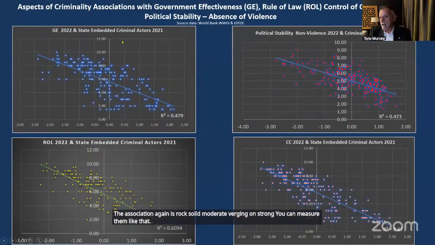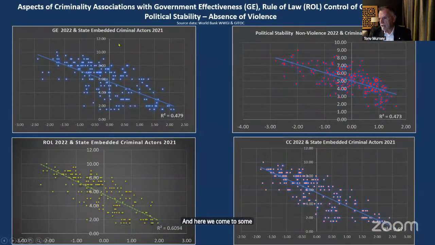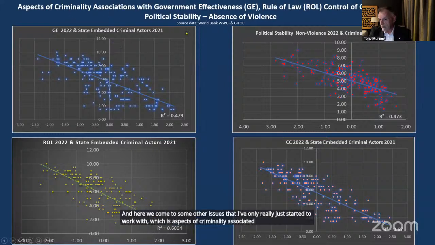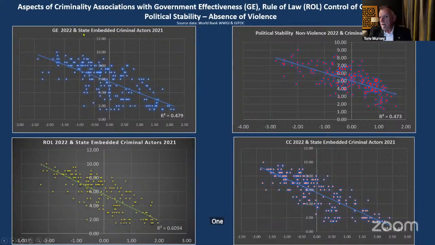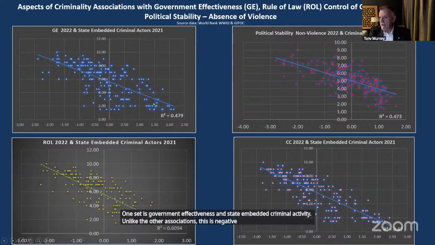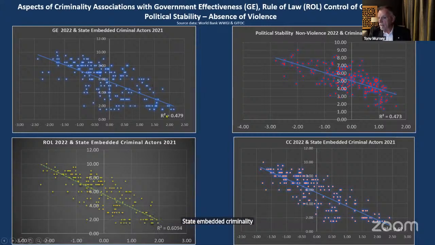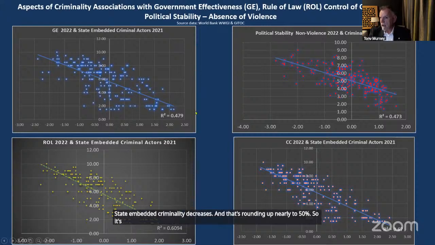And here we come to some other issues that I've only just started to work with, which is aspects of criminality associated with government effectiveness. This is exploratory, and I've thrown up three sets of data for you. One set is government effectiveness and state-embedded criminal activity. Unlike the other associations, this is negative. So as government effectiveness increases, state-embedded criminality decreases, and that's rounding up nearly to 50%. So it's not to be ignored.